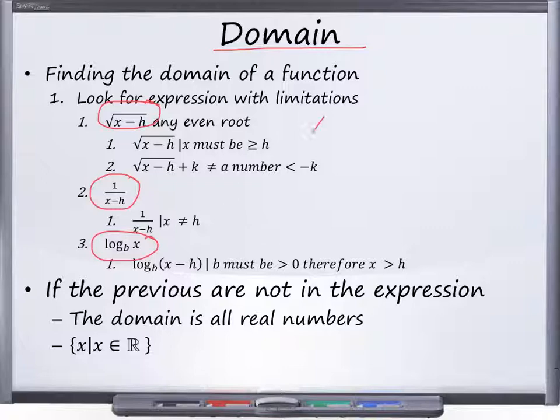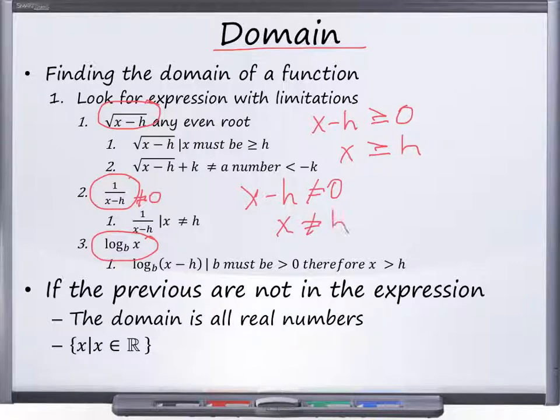So basically, x minus h has to be greater than or equal to 0. So x, by adding h to both sides, has to be greater than or equal to h. In my denominator, I cannot have a 0, so x minus h cannot equal 0, so x cannot equal h. For my log, notice that my b is always going to be positive. The x, though, what's inside my log, has to be greater than 0.